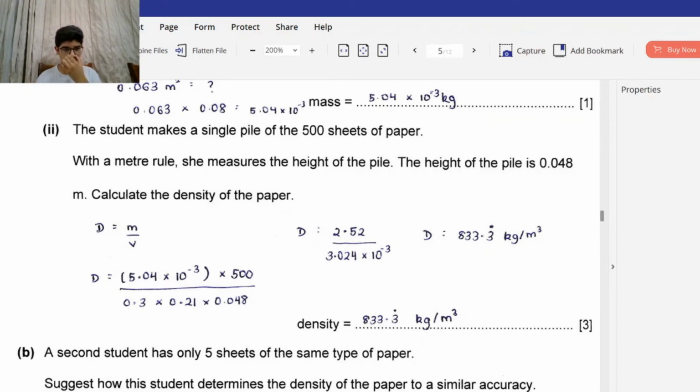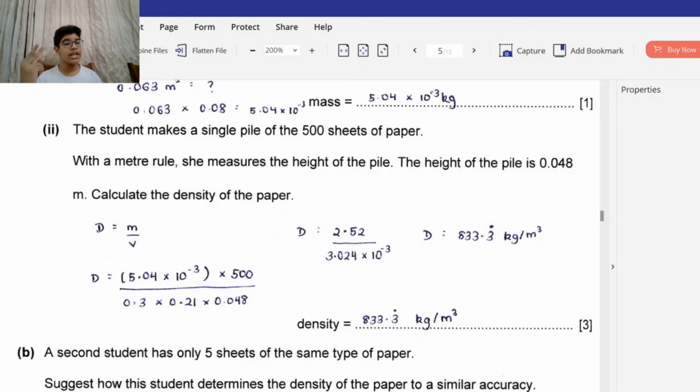Now, what is the formula for density? Density's formula is mass over volume. What is mass? The mass of one paper is 5.04 times 10 power negative 3. Now, there are 500 sheets of paper. So take that, multiply it by 500, over volume.